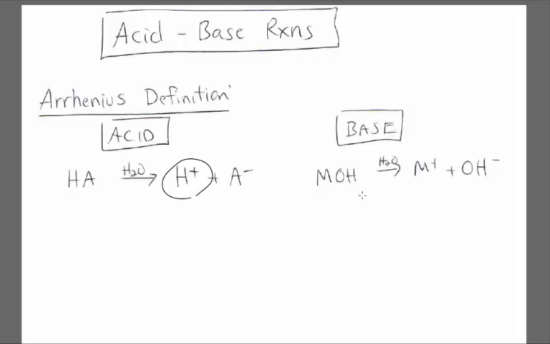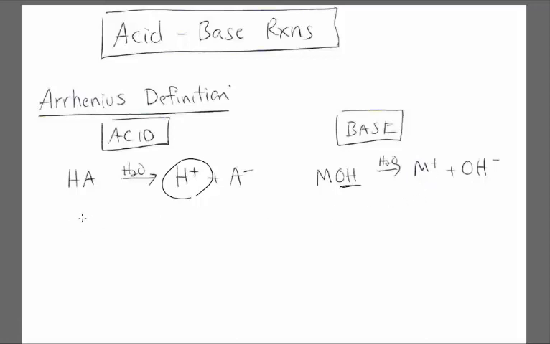By the Arrhenius definition, a base is something that contains OH minus with a metal ion of some charge, and in water it dissociates into the metal ion and hydroxide, OH minus. Now the metal may be a 2+ metal or a 1+ metal.